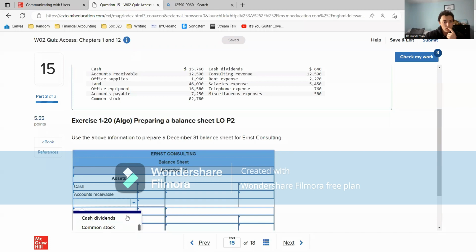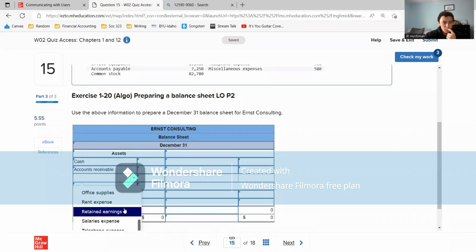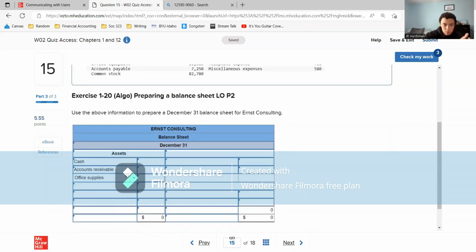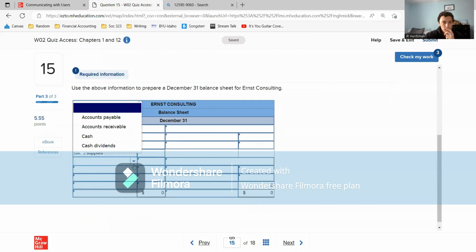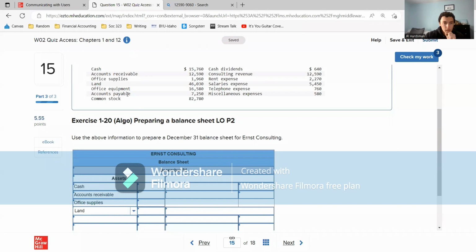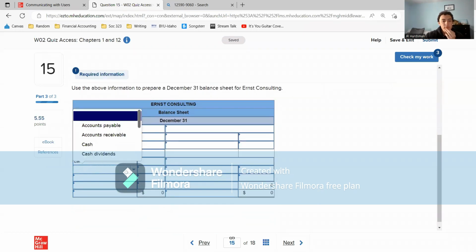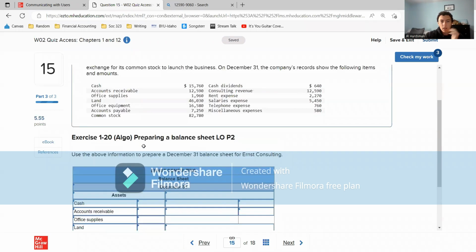Office supplies, boom, right there because it's something that the company owns. Oh, and then we got land. Got to own land for the company. Office equipment. Boom.